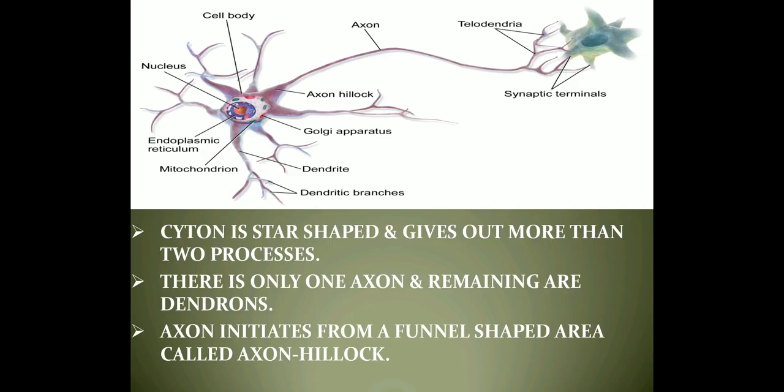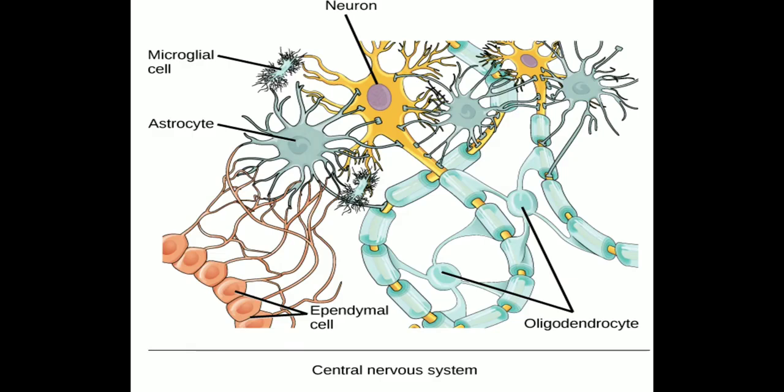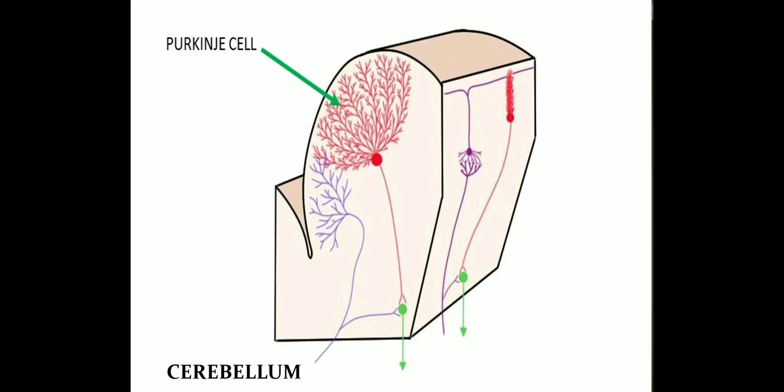Then multipolar neuron. Here you will find the cyton is star shaped and it gives out more than two processes. There is only one axon and the remaining are dendrons. So we can say that dendrites are more here. The axon initiates from a funnel shaped area called axon hillock. The best example is neurons of the central nervous system, and you can find them in Purkinje cells in the cerebellum, etc.